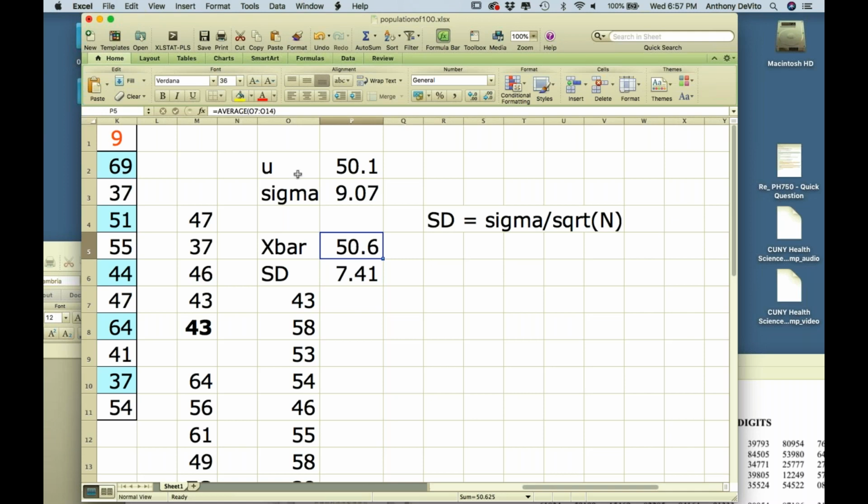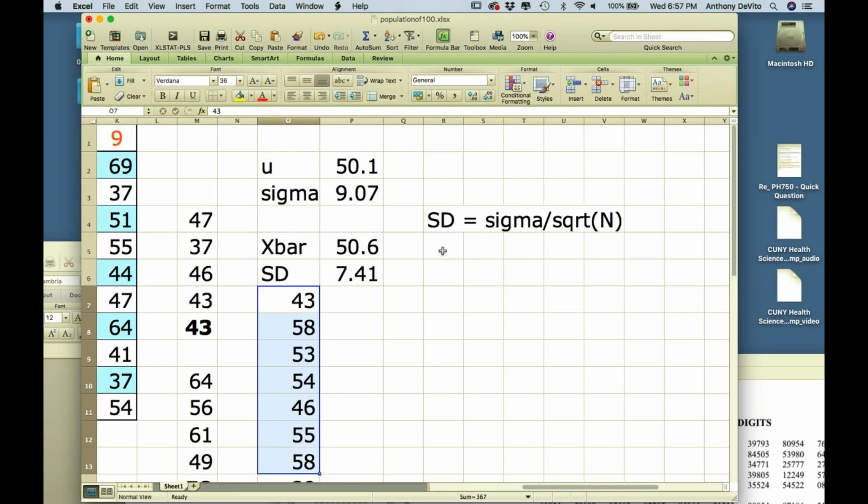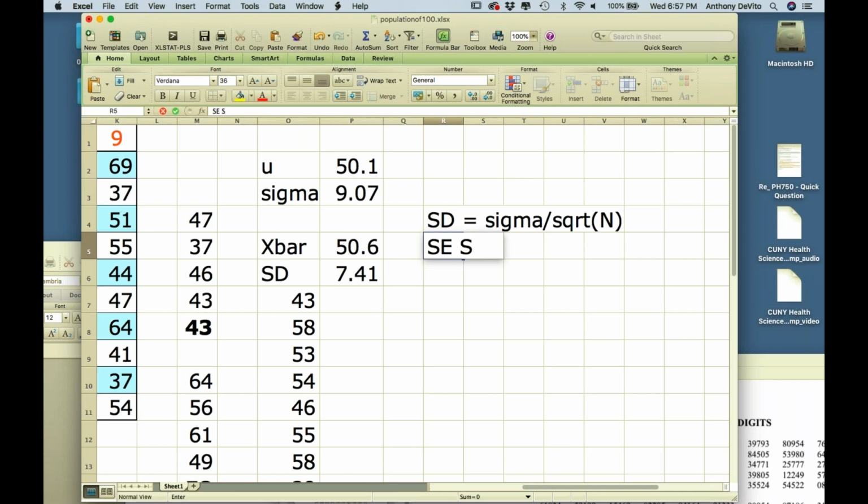Now, it's kind of cumbersome to call this standard deviation and this standard deviation. When we're talking about the population standard deviation, we often call it sigma, or population standard deviation. When we're talking about the standard deviation of repeated samples of the same size, instead of calling it standard deviation, we're going to give it a special name. We're going to call it standard error.